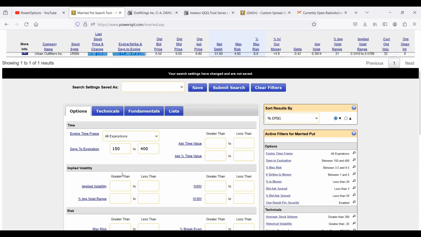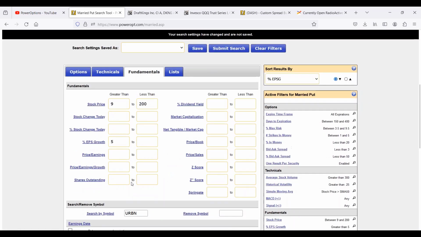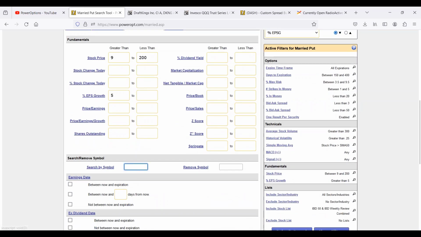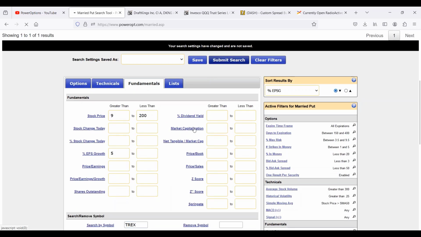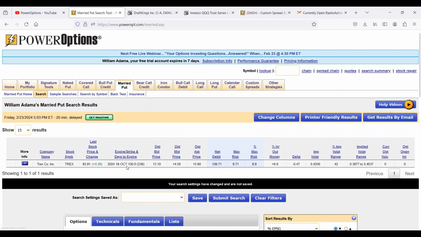And TREX is the other one I'm in right now. I'm just using that search by symbol here, TREX. There we go. Yep, TREX is in there too. Different structure than I'm in. I have the stock at about 92.80, 93 even, and I'm holding the 95 put for a risk of about similar. I think it's about 8.8, 8.7%.